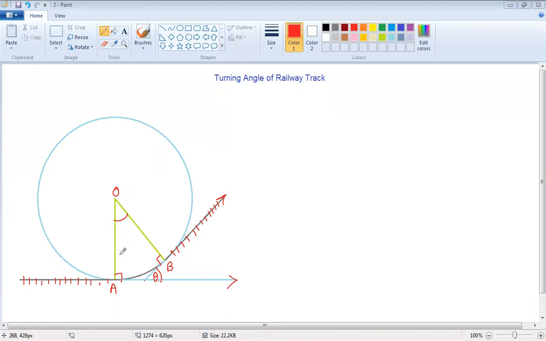So now if this angle is theta, how much this angle is equal to? Can I write it as 180 degree minus theta? Because linear pair, the two angles sum should be 180 degree. Is that point clear?